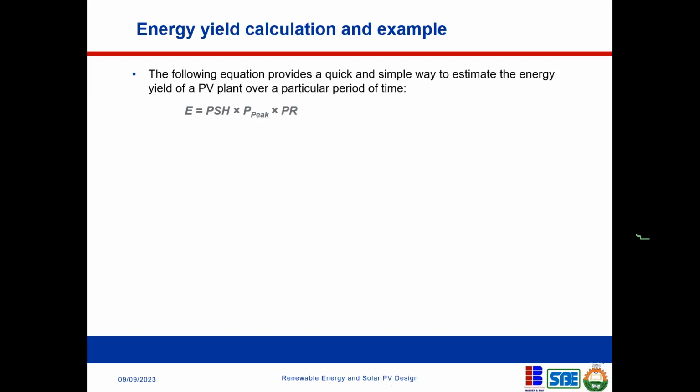So energy yield is equal to peak sun hours times your rated performance, that is peak performance, times your performance ratio. Now, this peak performance is the rated power of your PV system. If you have a 10 kilowatt PV system, so your peak is 10 kilowatts, then for your performance ratio you can assume 65.